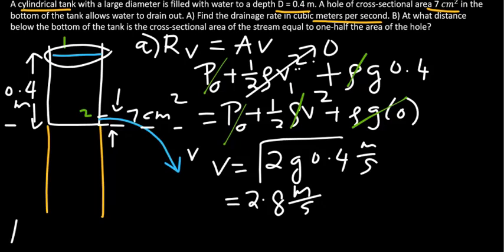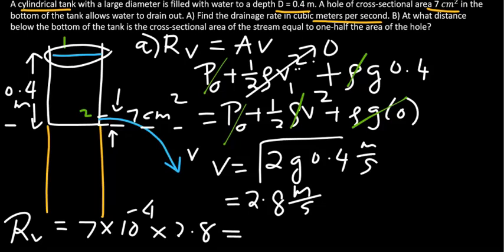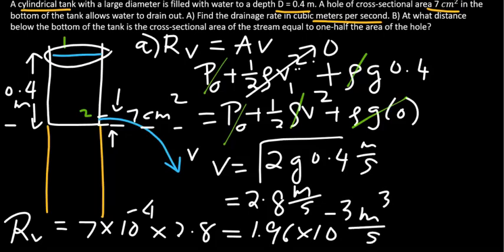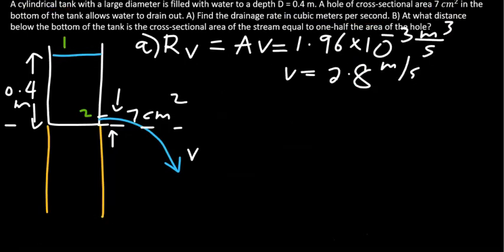And now we can determine the volume flow rate. The cross-sectional area is 7 cm squared, so 7 times 10 to the power minus 4 meters squared, and the speed is 2.8, and that's going to give you 1.96 times 10 to the power minus 3 cubic meter per second. So that is the answer for part A. Now let's look at part B.